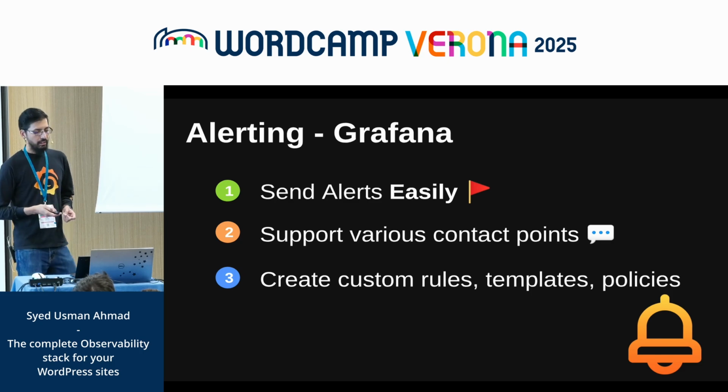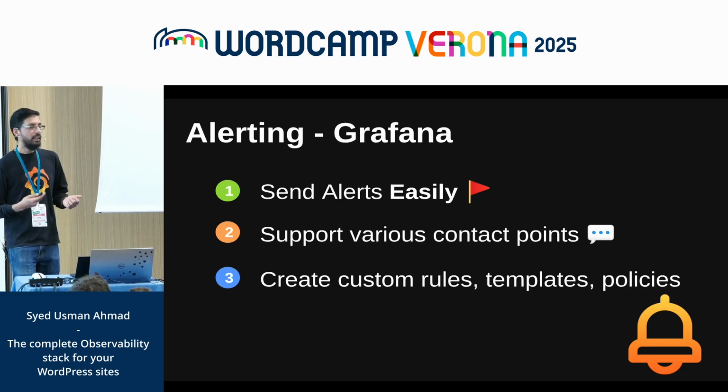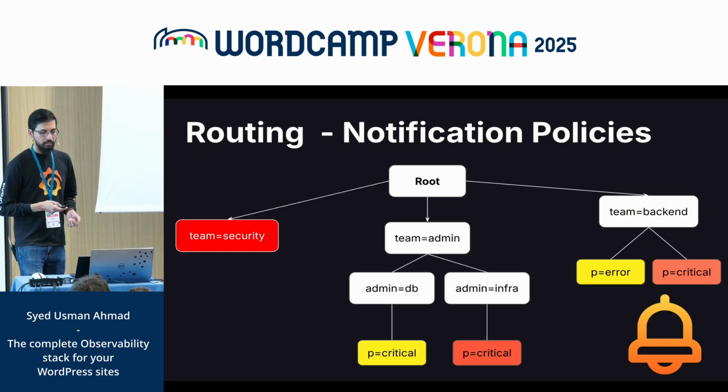And Grafana alerting, we will have a demo. It's pretty easy now. Back in the day, it was not so easy. It supports various contact points. Contact points means if you want to get alerts on your WhatsApp, on your Telegram, or even email, or MS Teams, you name it. We have integrations for all these third-party tools or applications. And you can create custom rules, templates, or policies.